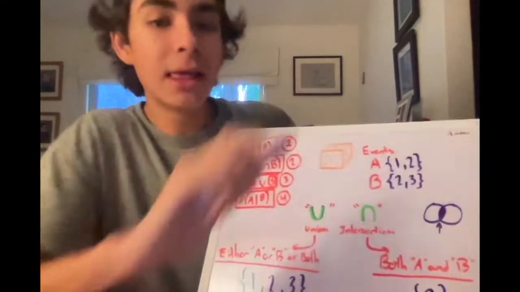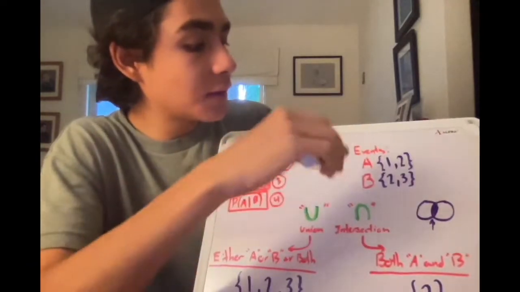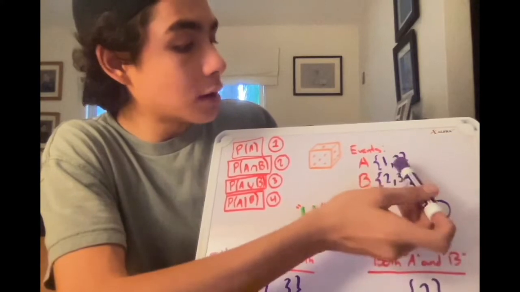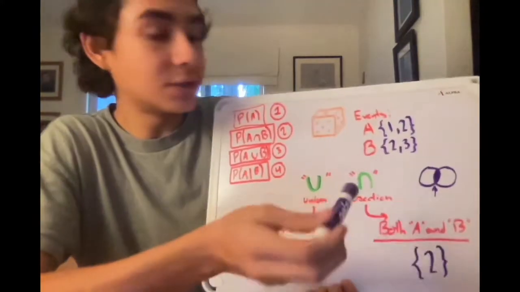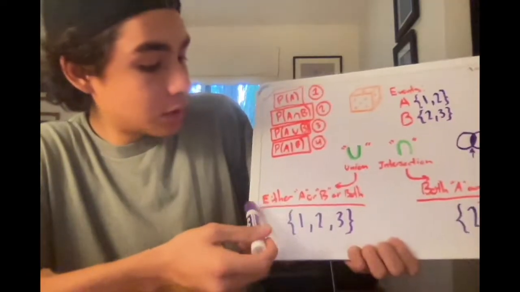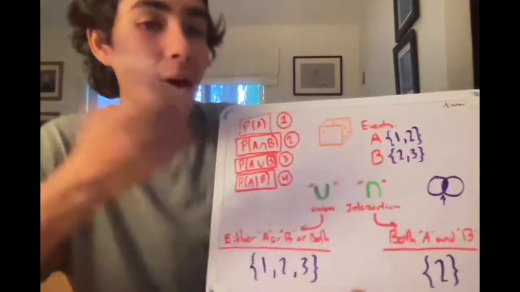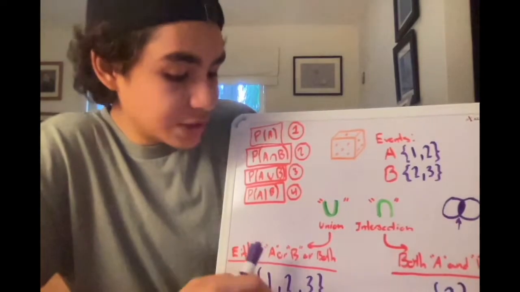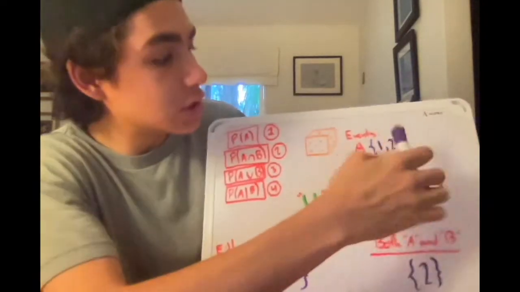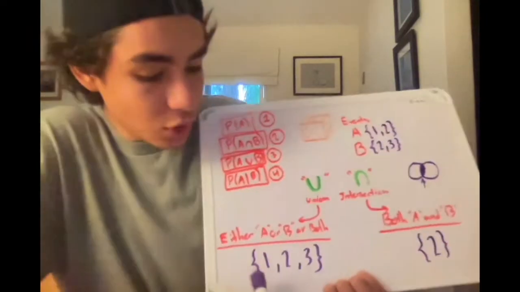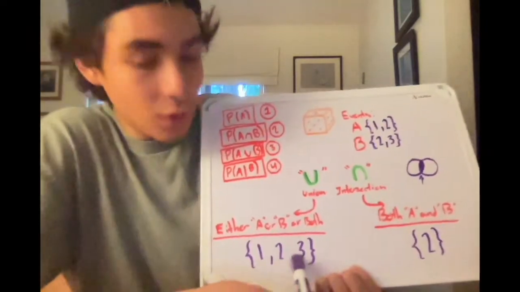With this dice, I labeled 2 events, event A and event B. Event A is rolling a 1 or a 2, while event B is rolling a 2 or a 3. When we're talking about union, in this example of a dice, we're talking about either A or B or both. Pay attention to the word or, because when we say or, it's basically addition. When we're adding both events, we're just combining event A and B, and so we end up with 1, 2, and 3. That is union.